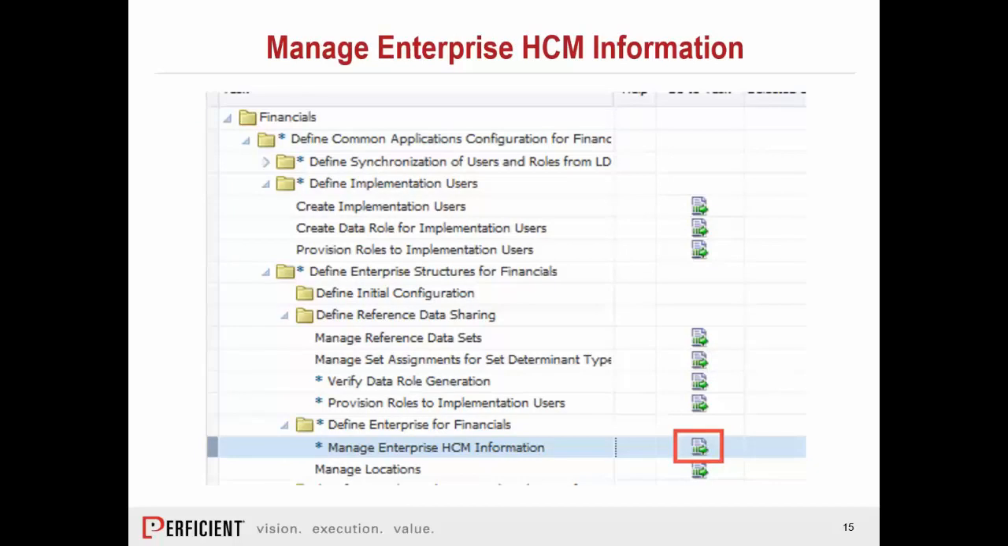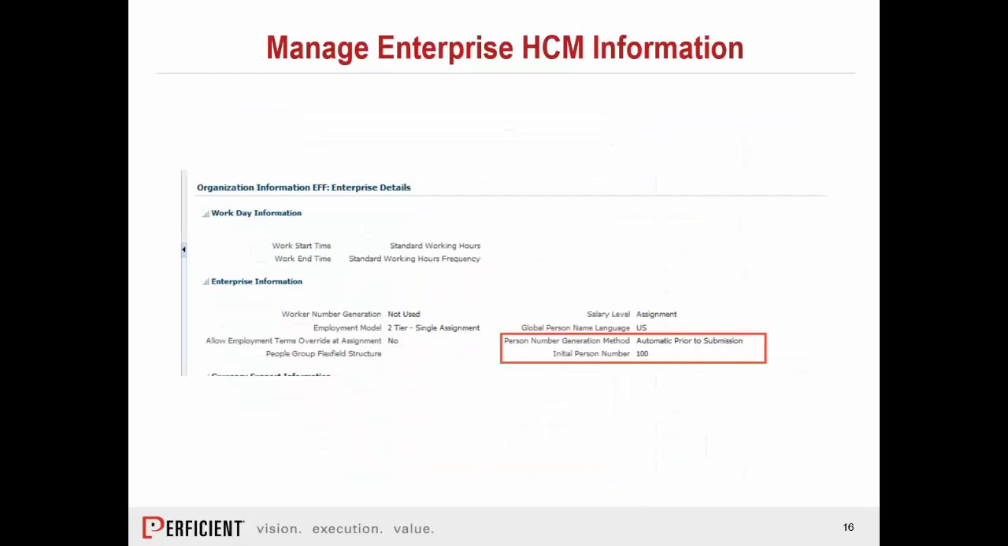Finally, as your implementation moves along, you're going to need to be able to create users not in Identity Manager, but in the Manage Users forms. If you do not have an HCM implementation, then you will need to go into the Manage Enterprise HCM Information task, and you will need to edit it and add a person number generation method and an initial person number.